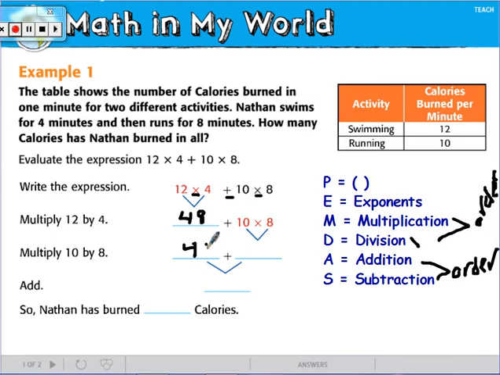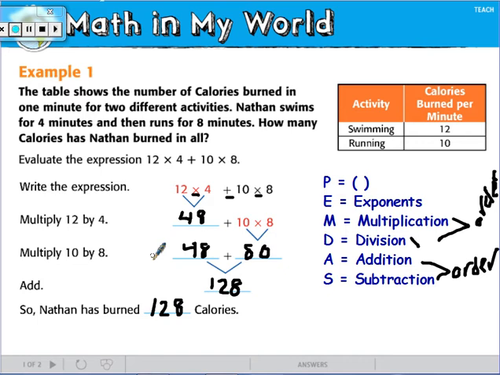See the little V's underneath the problems to let you know which one they're doing next. So now we do 10 times 8. 10 times 8 is? 80. Then we add the two together. 128. Who said that over there? Good job, me. So it's 128. So they burn 128 calories. Okay?